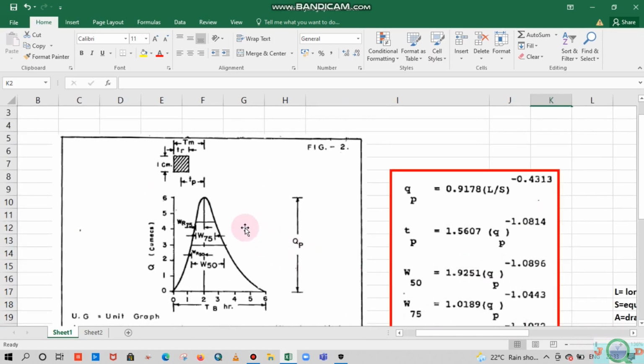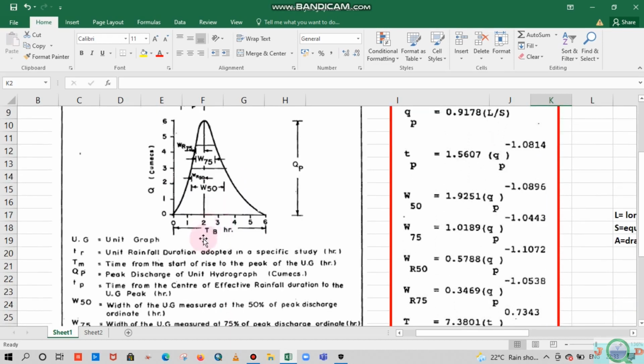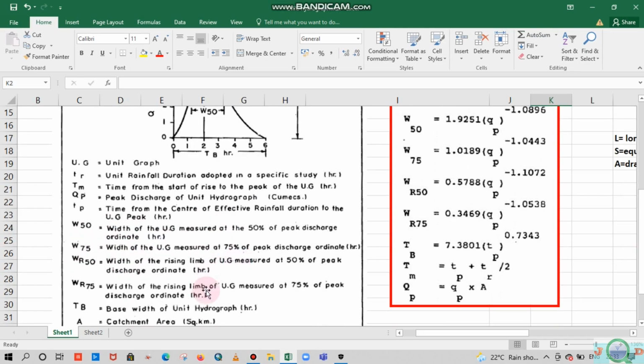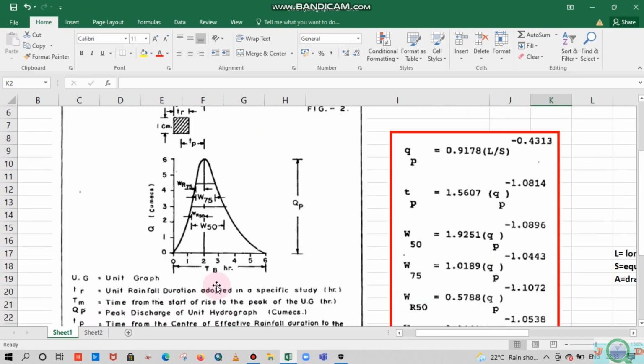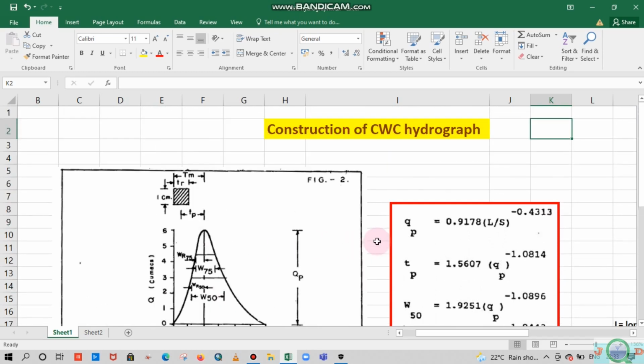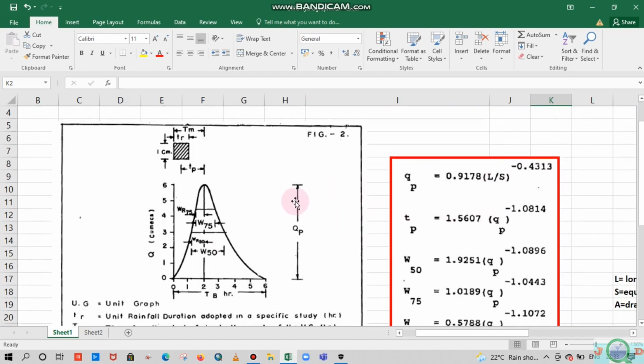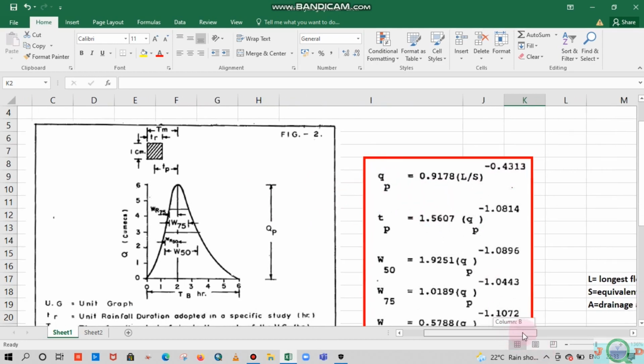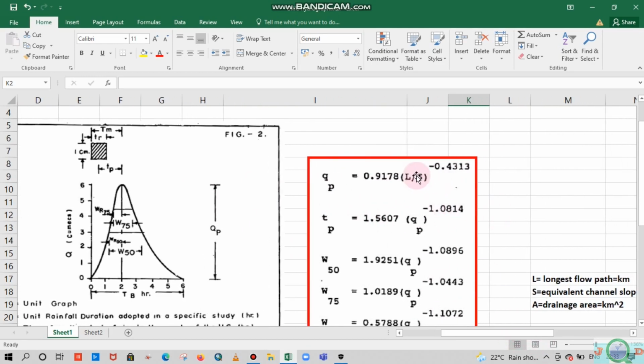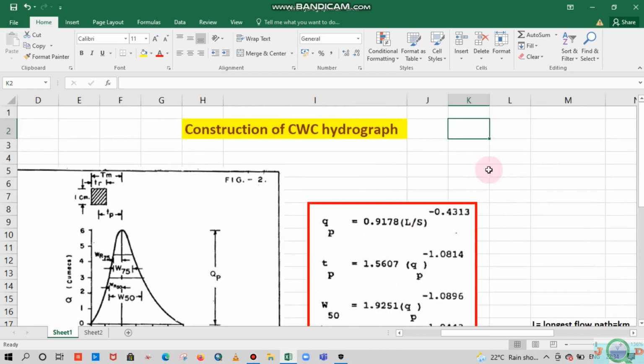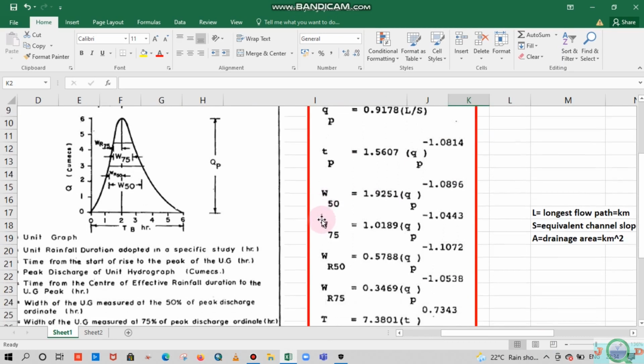Here you can see the unit hydrograph and the unit hydrograph ordinates, and what the different ordinates of the unit hydrograph are, in this figure. I will explain that later. These are the unit hydrograph ordinates, and these empirical relations were developed after a detailed study of watersheds for different zones.